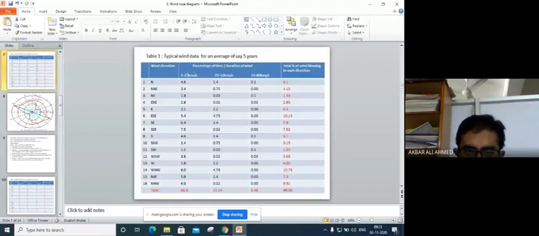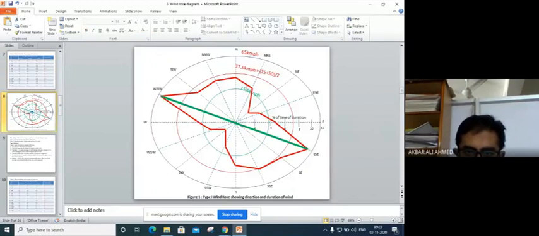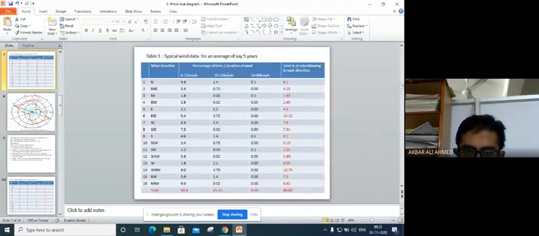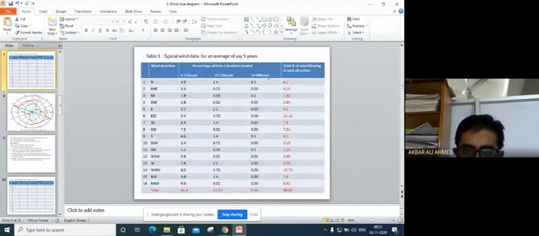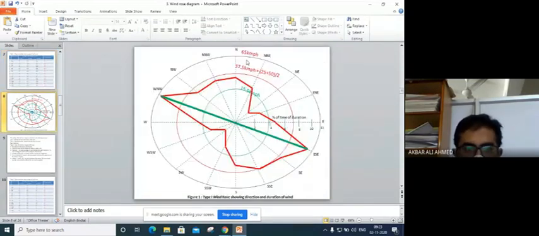This duration of wind you get by taking the average. 0 plus 25 by 2 will give us 12.5. Then our next is 25 to 50. If you take the average, you will get 37.5. Then if you take the average of the last one, 50 plus 80 by 2, you will get 65.